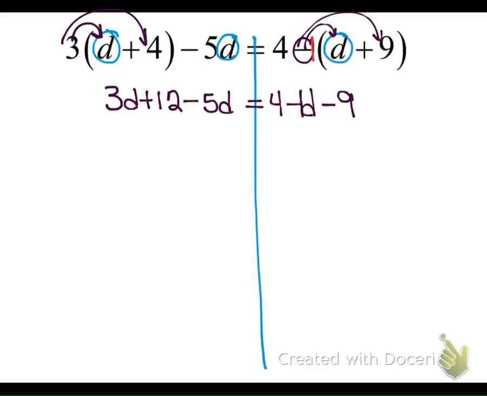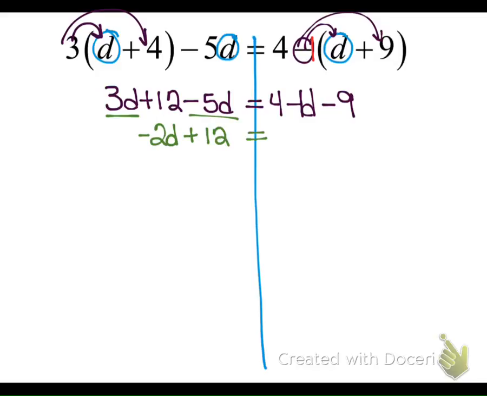After I distribute, I then go back to my left side and try to do what if I can? Combining like terms. So what are my like terms on my left? 3d and negative 5d. 3d minus 5d. So what's 3 minus 5? Negative 2. And what's my variable that goes with it? d. And then what do I bring down that I did not use? Plus 12. I put in my equal sign.